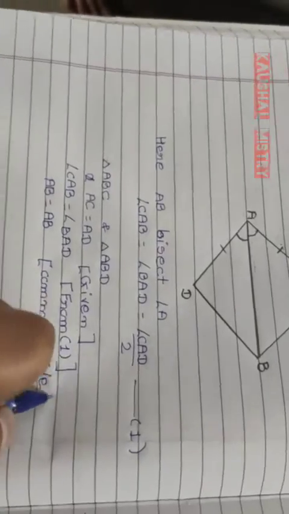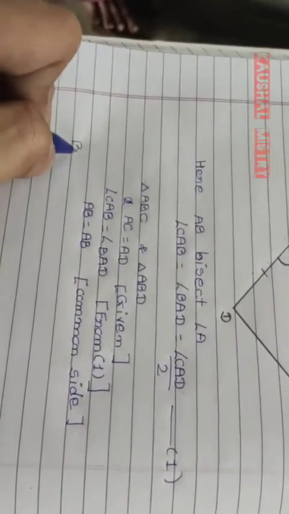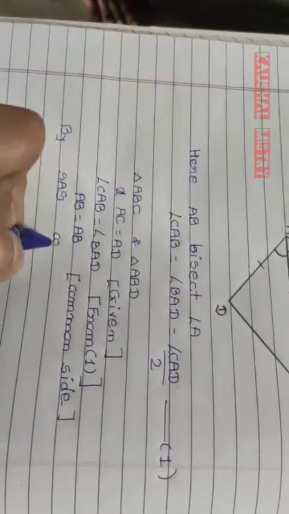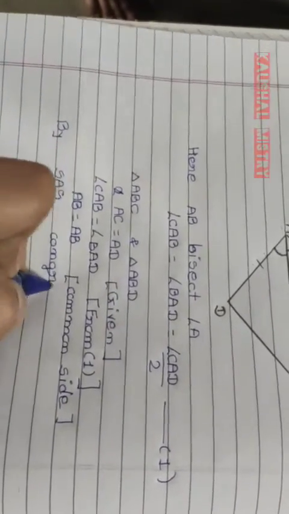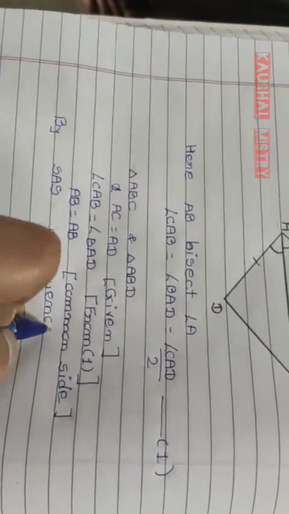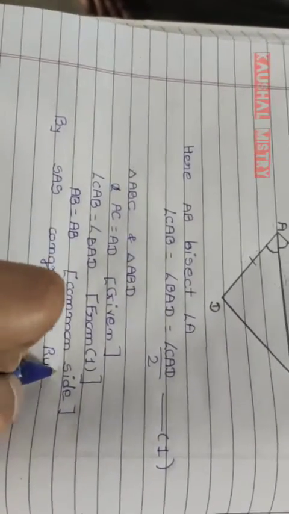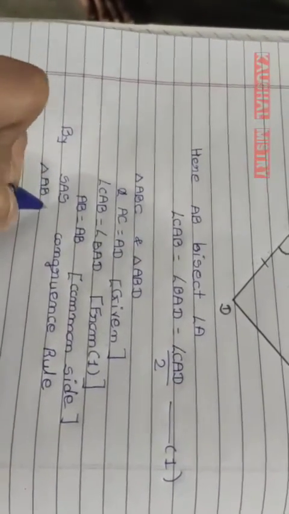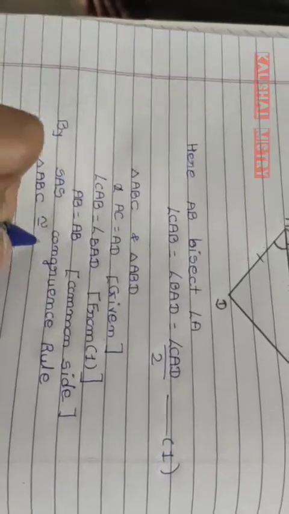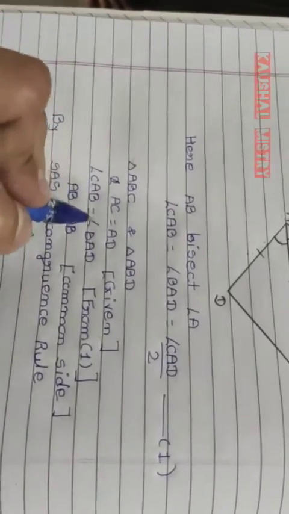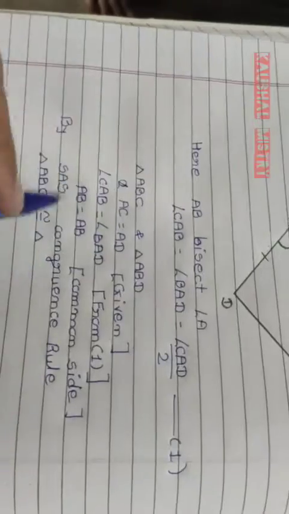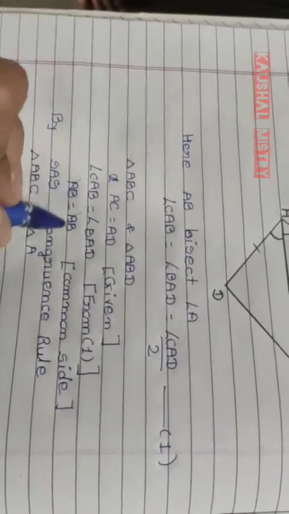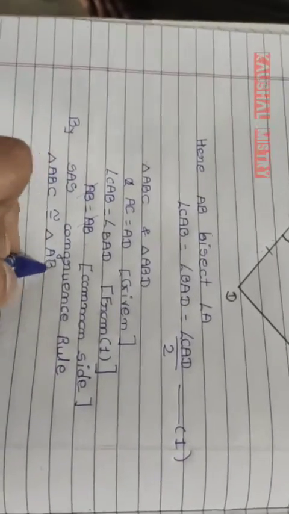So that means by SAS congruence rule we can prove these two triangles are congruent. So ABC is congruent to, now we have to check. Here we can see that angle A is equal to angle A. That means first it is A. Now if A is equal to A, then B is equal to B. And last one is D.